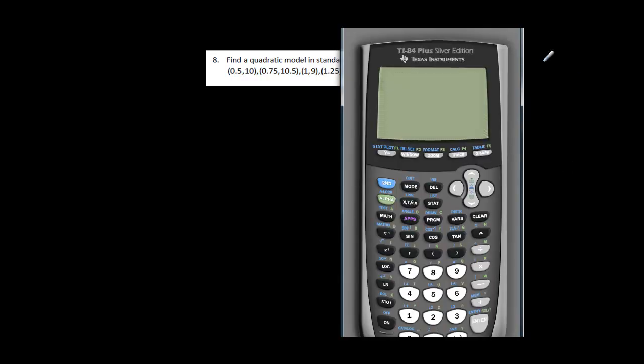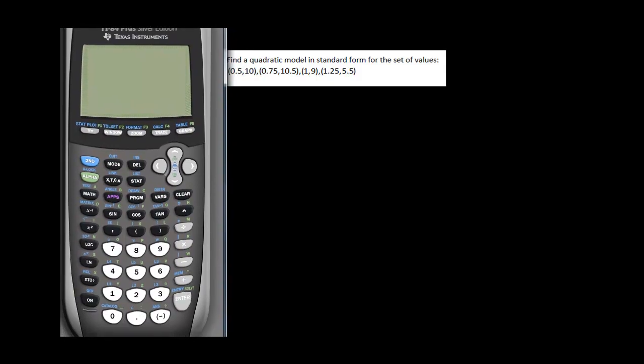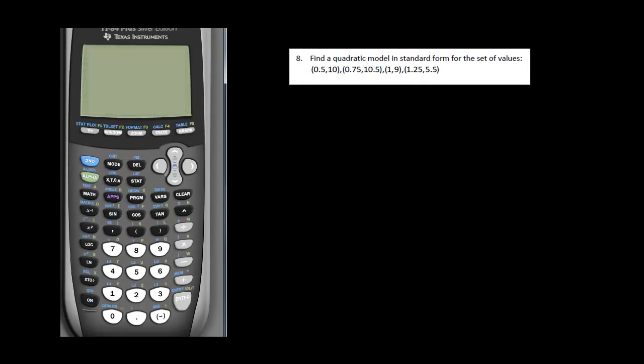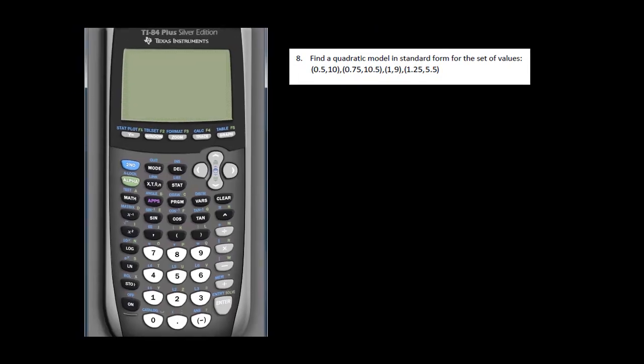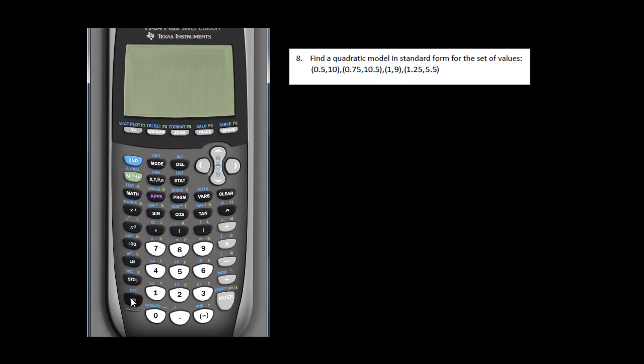Number 8. That looks like I'm going to need a calculator. So let me get that out. Let me just move the problem over so I can move this over here. Alright. Turn the calculator on.